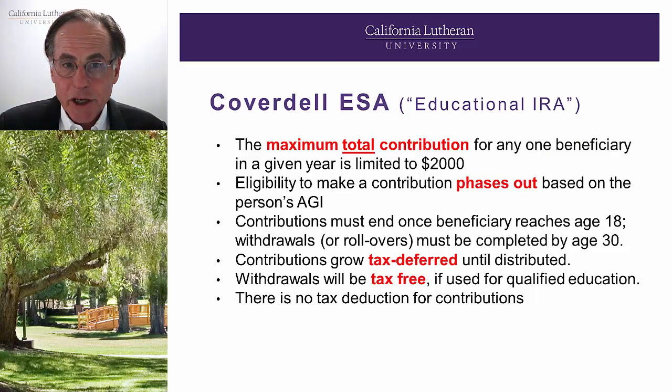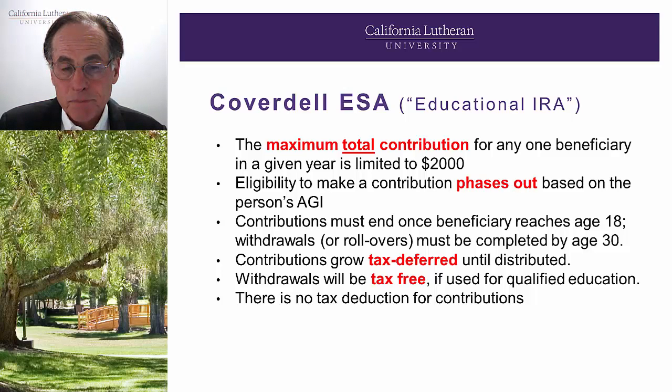The Coverdell Educational Savings Account, formerly known as the Educational IRA, shares a lot of similarities with Roth IRAs. First, there's a limit to the annual contribution. This annual limit is currently $2,000 for each beneficiary, regardless of the number of contributors or accounts. For example, one parent could contribute the full $2,000 annual contribution or a parent and 3 relatives together could contribute smaller amounts that in aggregate add up to the maximum $2,000 annual contribution.